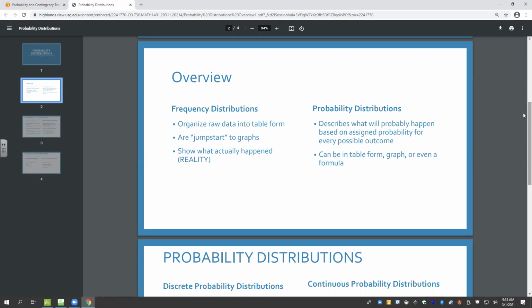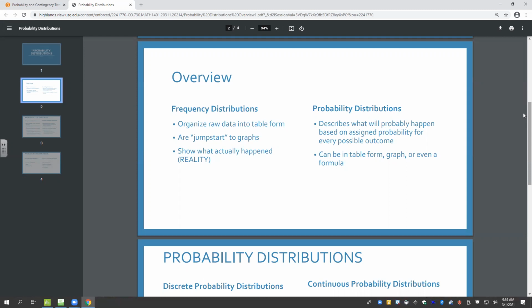So a frequency distribution gives us an idea of the reality. It's like what really happened. And we also talked about previously that frequency distribution is kind of a jump start to some of the graphs we create, whether it's a bar graph or a circle graph for qualitative data, or the histogram and the box plot for quantitative data. But again, the idea behind the frequency distribution is it's going to show you what really happened. It's your reality.